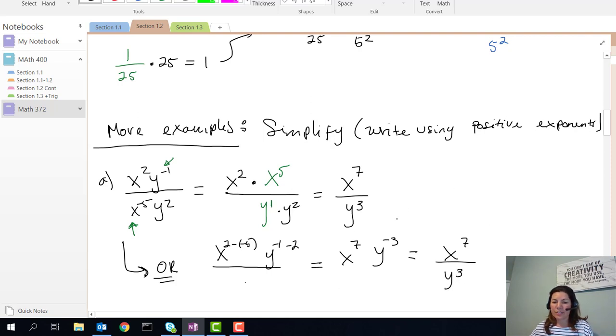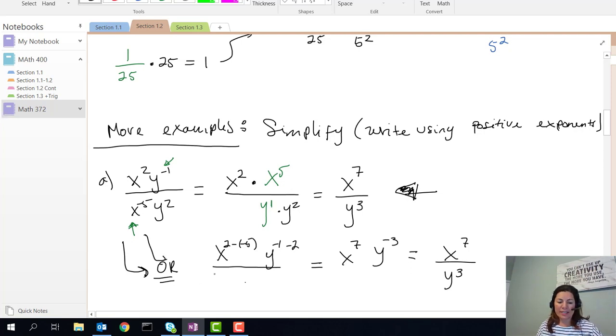I prefer the first way that I showed you, just because it gets rid of the negative exponents right away. And the most common mistake that I see happening is people will say, in this case, 2 minus 5. And that will be wrong, because it's really 2 minus a minus 5 if you're going this way.